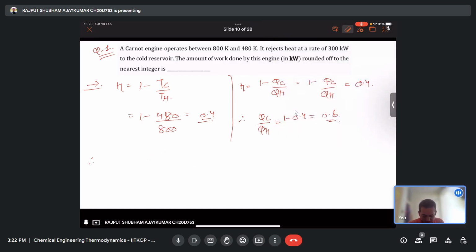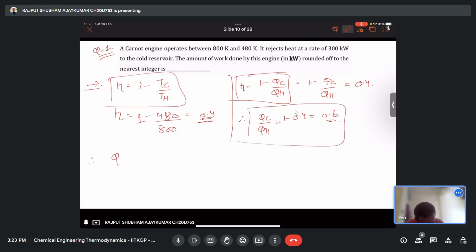What we have calculated till now is, from the temperatures, the efficiency first, that is eta equals 1 minus Tc by Th, and we know that efficiency is also related to Qc by Qh by this equation. So these are the two equations, and we have Qc by Qh equal to 0.6. Now Qh equals Qc by 0.6. Qc, the heat rejection rate to the cold system, is given as 300, so 300 divided by 0.6 turns out to be 500 kilowatt.